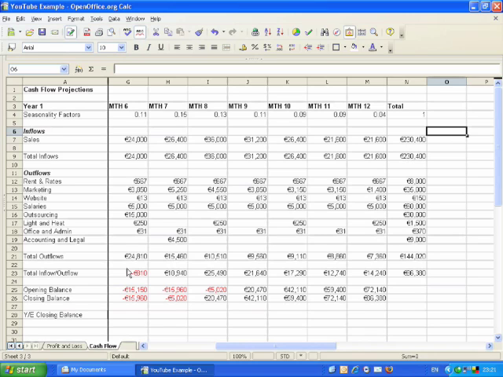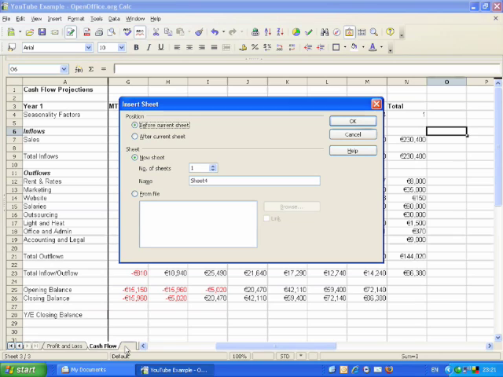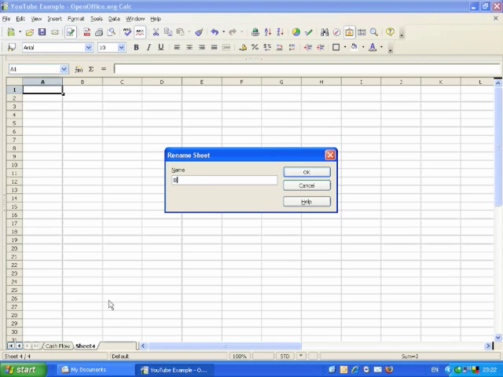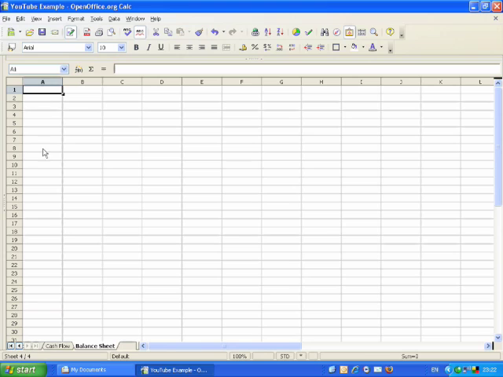What we need to do is show these on our balance sheet. So now we're going to create a new sheet and we're going to name it balance sheet. On the balance sheet, we list everything that we own and everything that we owe. So it really is just a simple list.